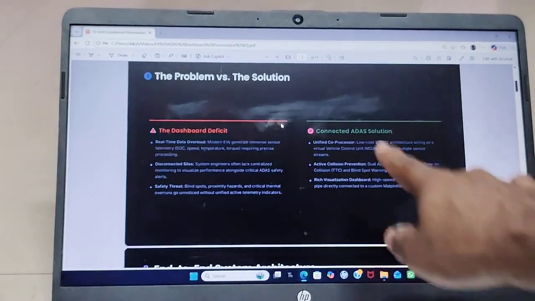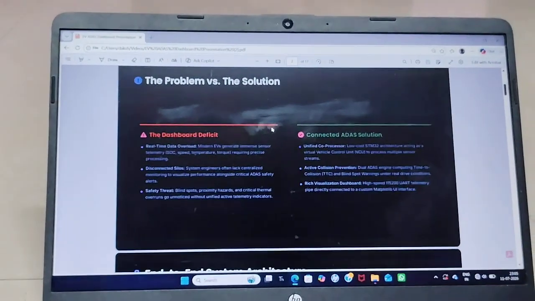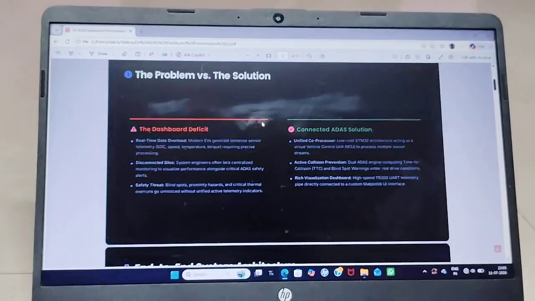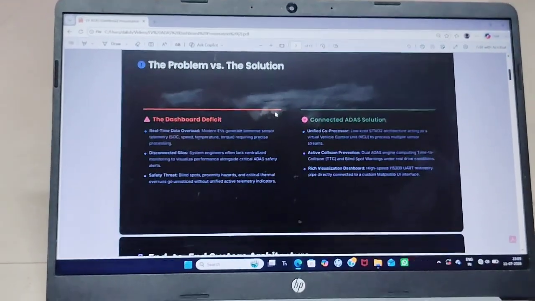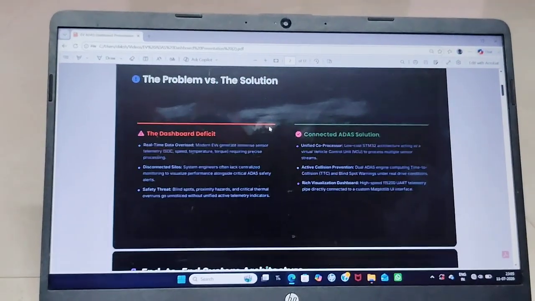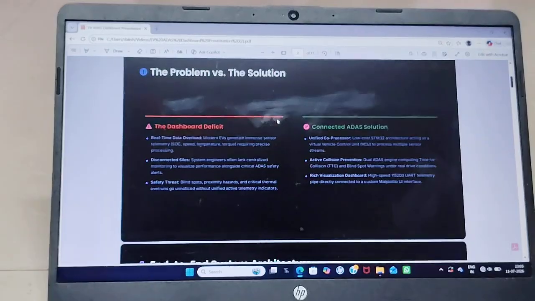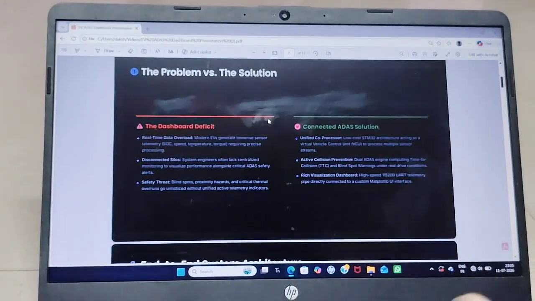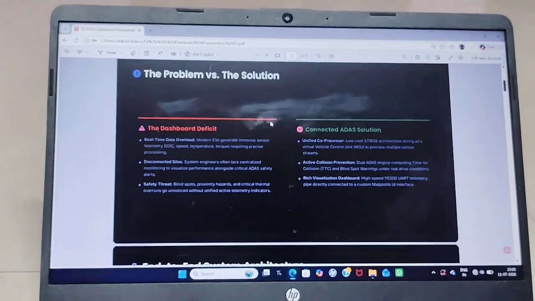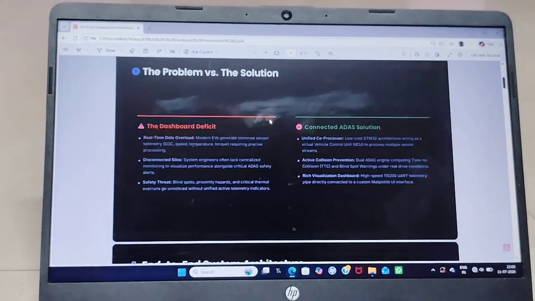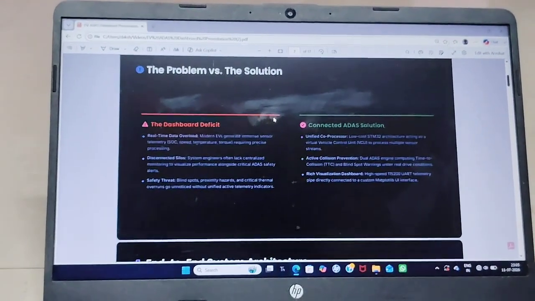Unified co-processor: a low-cost STM32 architecture acting as a virtual vehicle control unit, VCU, to process the multiple sensor streams. Using this, we can control multiple sensors. Active collision prevention: the engine computes time to collision and gives blind spot warnings under driving conditions. When we are driving, ACP helps us avoid collisions and watch the blind spots.